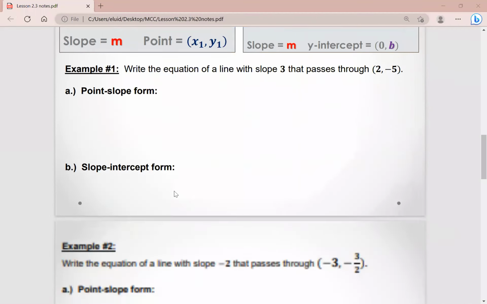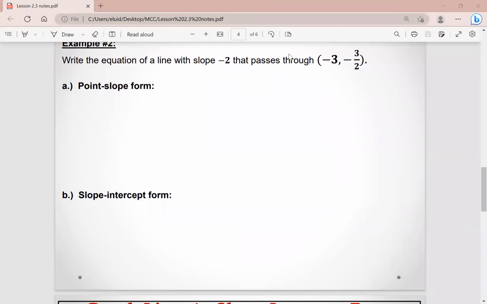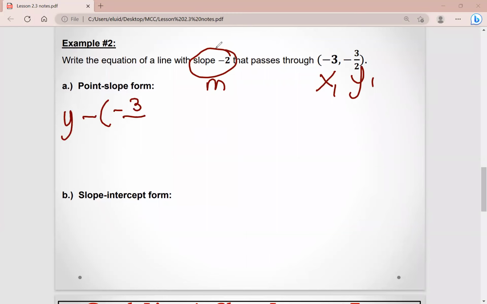Okay, we're going to see another example similar to this, only now we have a fraction. So we need to make sure we're comfortable plugging in fractions. Same idea. We're given a slope and a point. So write the equation of a line with slope -2. So there's m. That passes through a point (-3, -3/2). So that's x1, y1. Okay, so point-slope form, here we go. So y minus y1, that's y minus -3/2 equals m, that's -2, parentheses, x minus x1, so x minus -3.